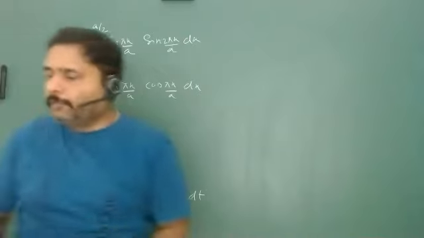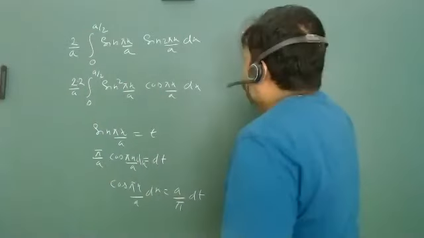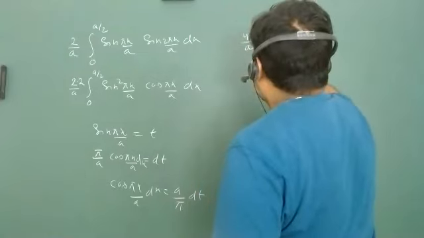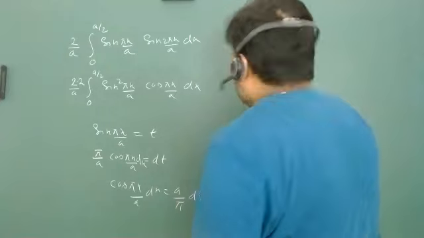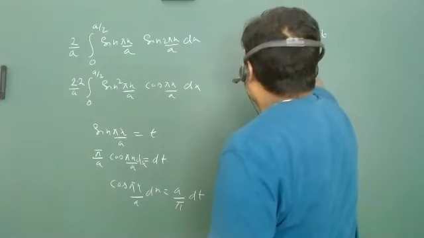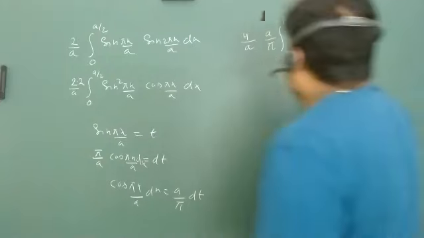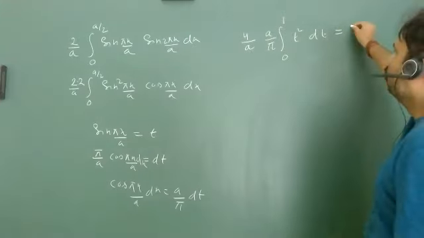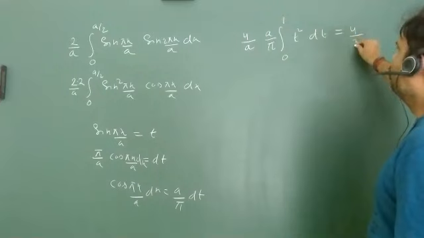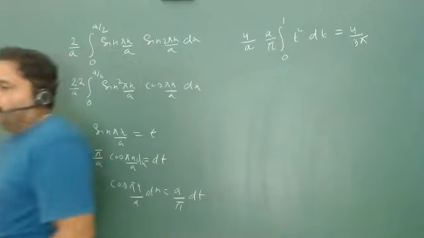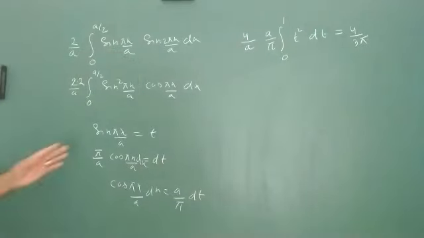So this integration will go to something like 4 upon a, and the integration is 0 to 1 of t square dt, and a by pi will come outside. So what will this value be? This is a very simple one, and this value can be written as 4 upon 3 pi. So this is the answer. We will use this integration again and again in this particular problem. If you have any doubt, you can just ask me.